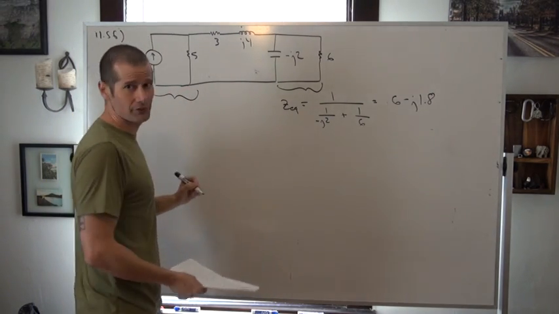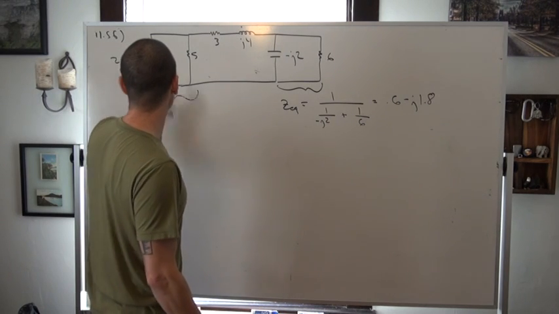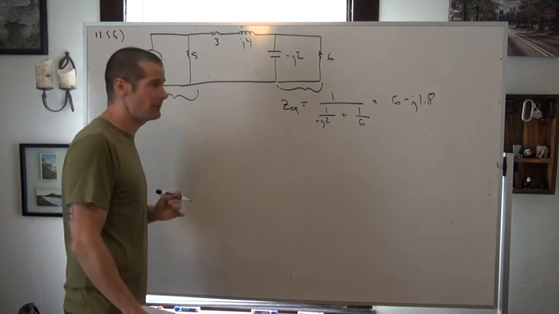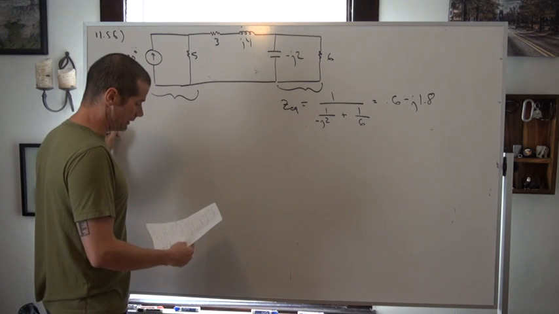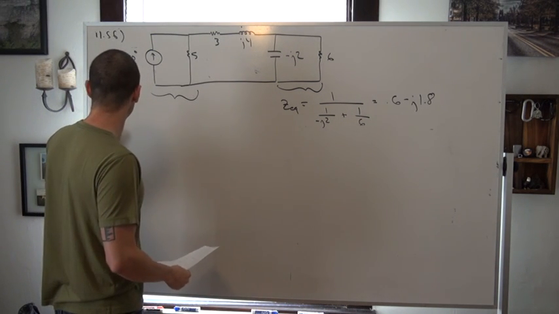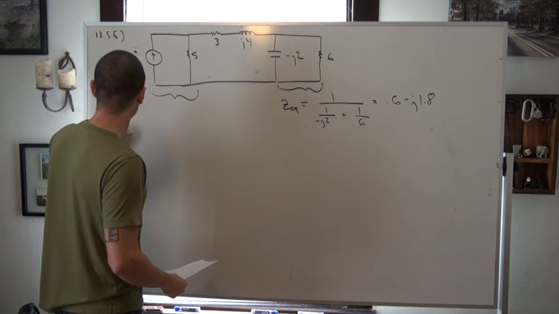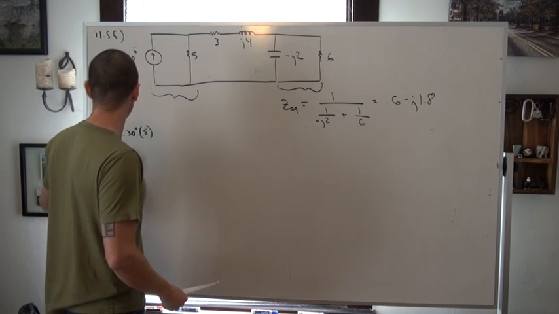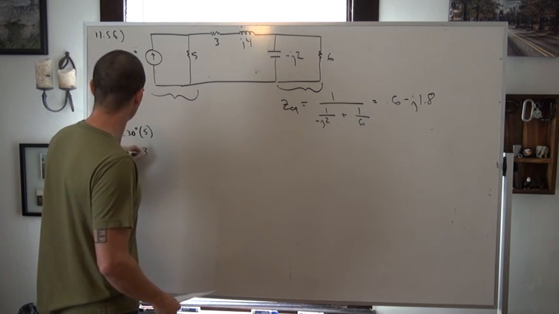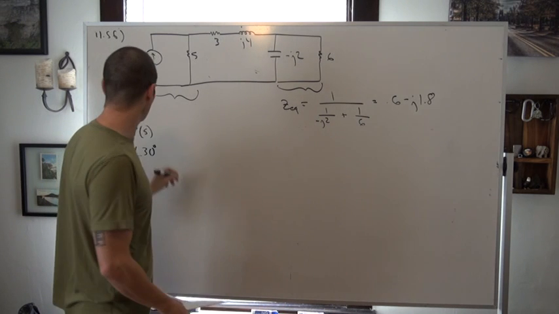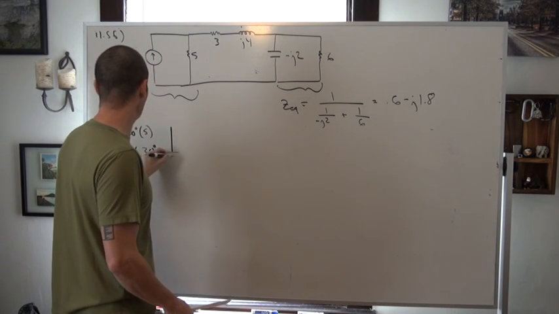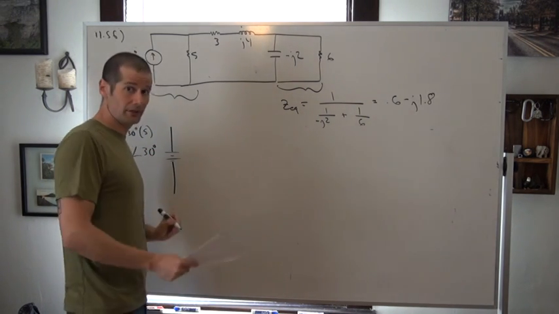So here we're going to do source transformation, basically take 2 at an angle of 30 degrees, multiply it by 5. So then we get essentially 10 at an angle of 30 degrees. And then we take that 5 ohm resistor, we're going to put that in series.